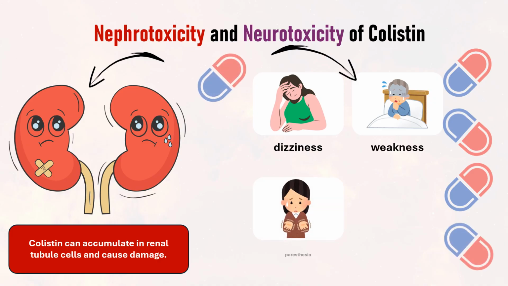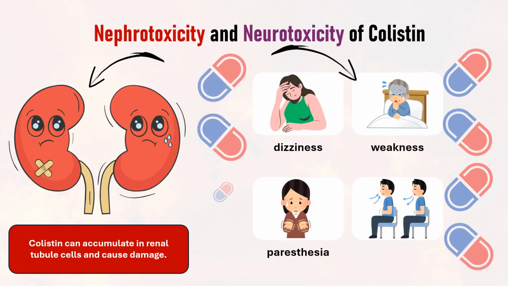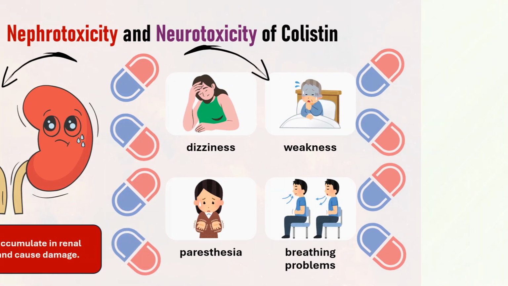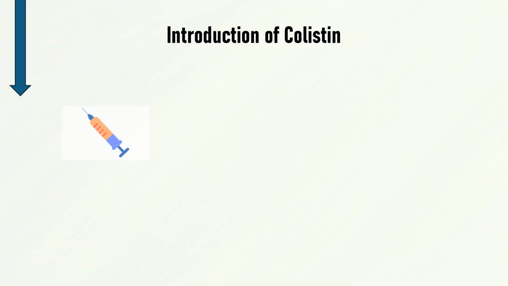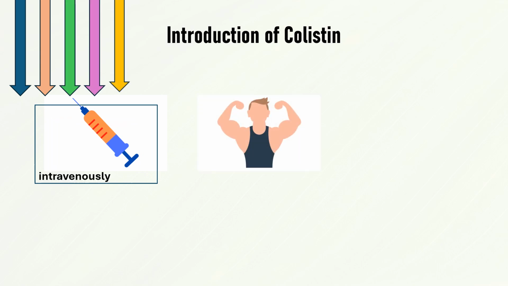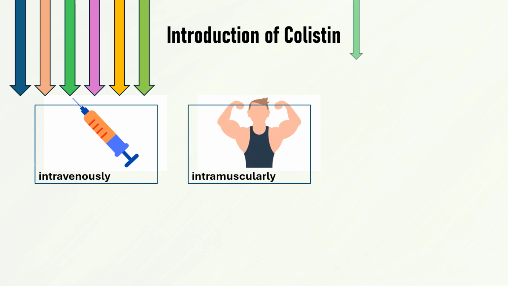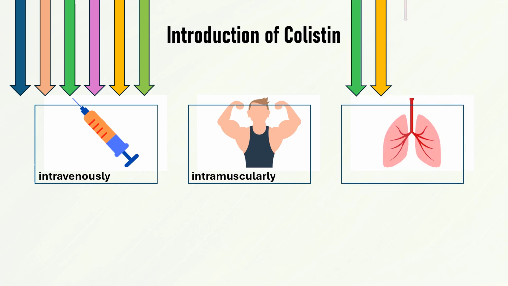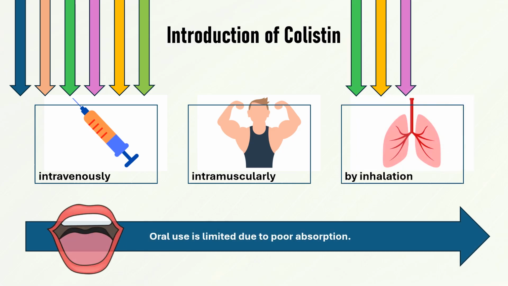Neurotoxicity. Possible symptoms: dizziness, weakness, paresthesia, respiratory dizziness. Pharmacokinetics. Introduction of colistin. Administration. Colistin can be administered intravenously, intramuscularly, or by inhalation. Oral use is limited due to poor absorption.